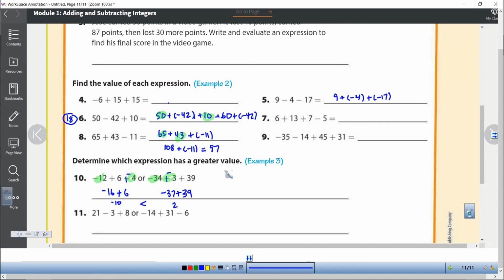All right, so which one has a greater value? Negative 12 plus 6 minus 4 is greater than negative 34 minus 3 plus 39. Again, this symbol right here means greater. This symbol right here means less. Okay? Wait a second. Excuse me, I just did that backwards, didn't I? Why did I switch that up? I just switched that up so I could show you. But the first one is less than the second one. Negative 10 is smaller than 2. Even though negative 10 has a greater absolute value, all negatives are smaller than positive numbers.